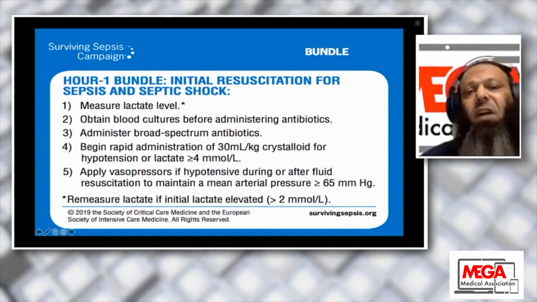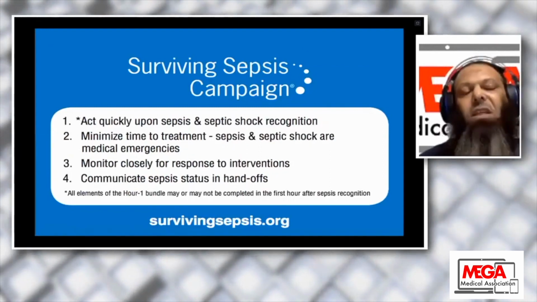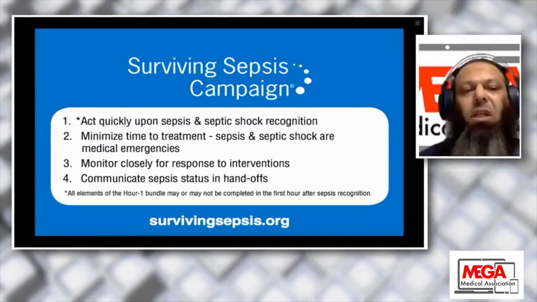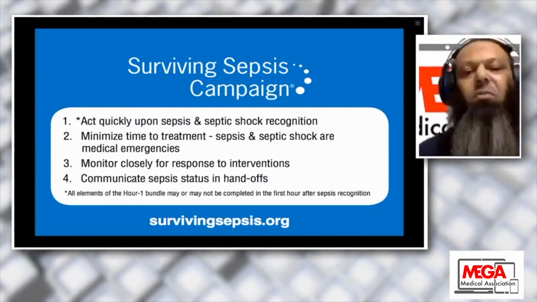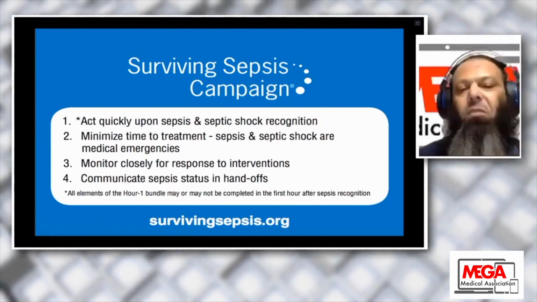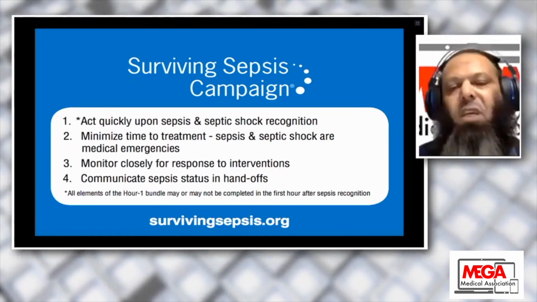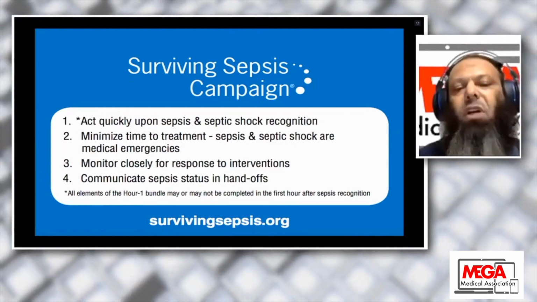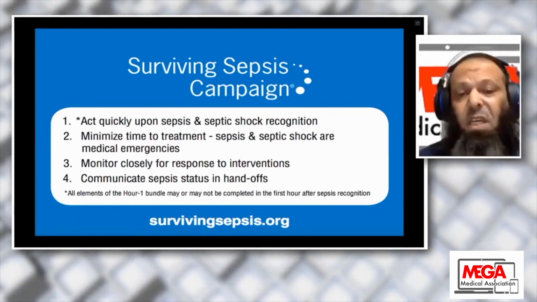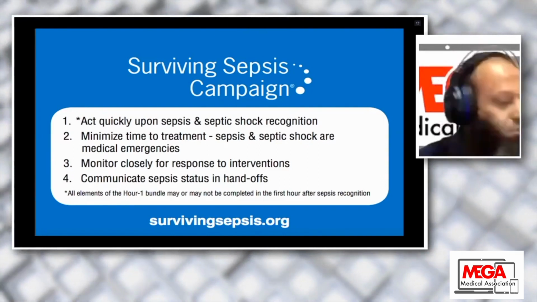So the messages from the Surviving Sepsis Campaign, as we all know, I would like to highlight those 4 pillars. First, you should act actively upon sepsis recognition, so time is counting. Second, you have to minimize time to treatment in sepsis and septic shock, because both of them we call medical emergencies. So you should behave the same way you behave in trauma, STEMI, or stroke. Third, you should monitor closely for response to intervention. And fourth, you should communicate the sepsis status in handoffs to your colleagues and the multidisciplinary team.